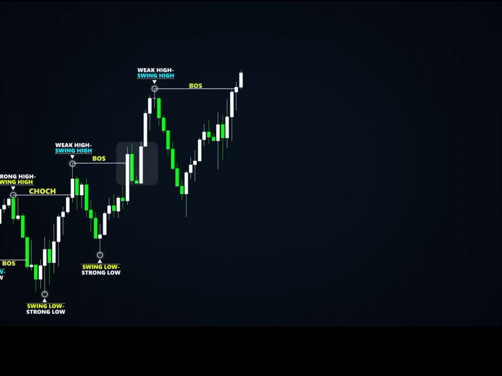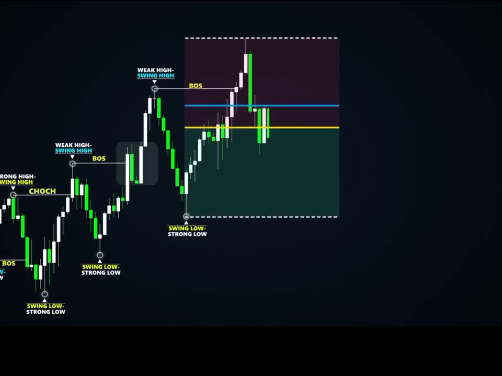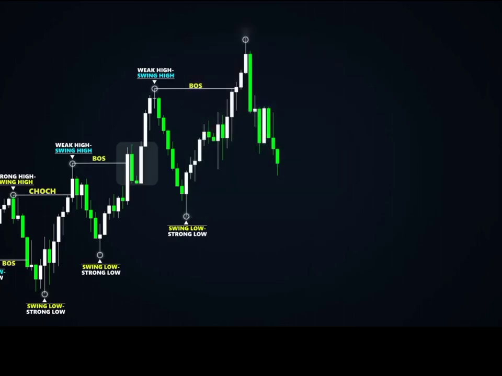So again, we mark the next strong low, the last low before the break. Price pulls back again. Use your Fibonacci tool from the strong low to the new high. This time, price touches both the 38.2% and 50% levels, so it's a valid pullback. We mark the week high.